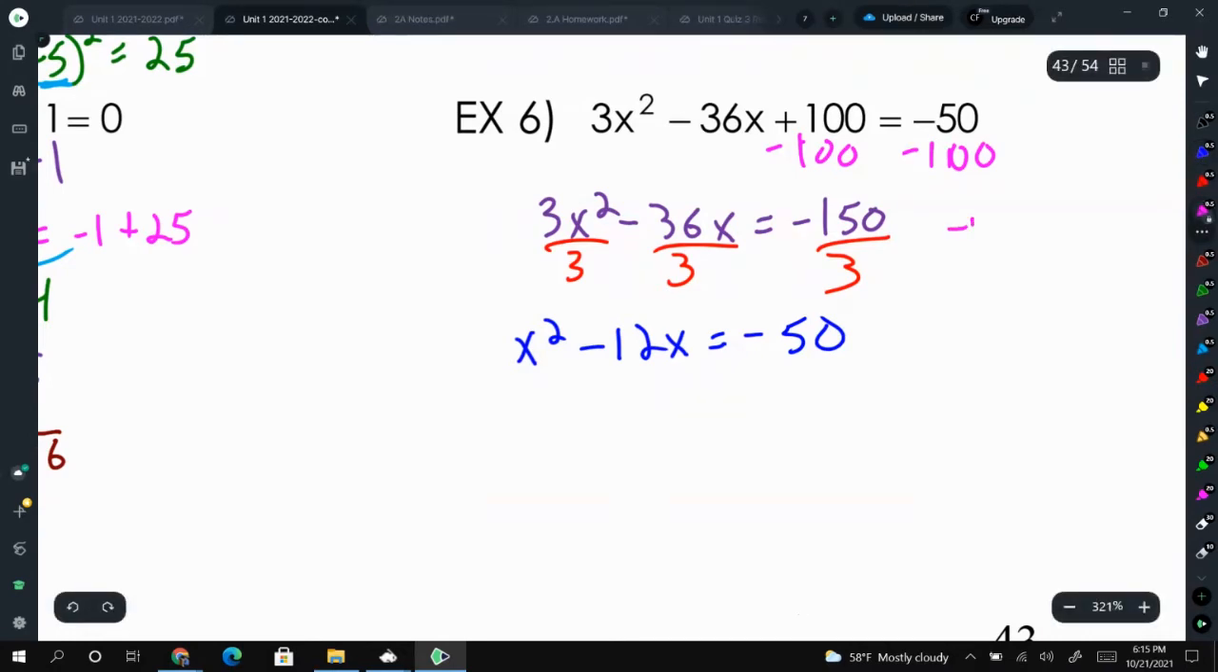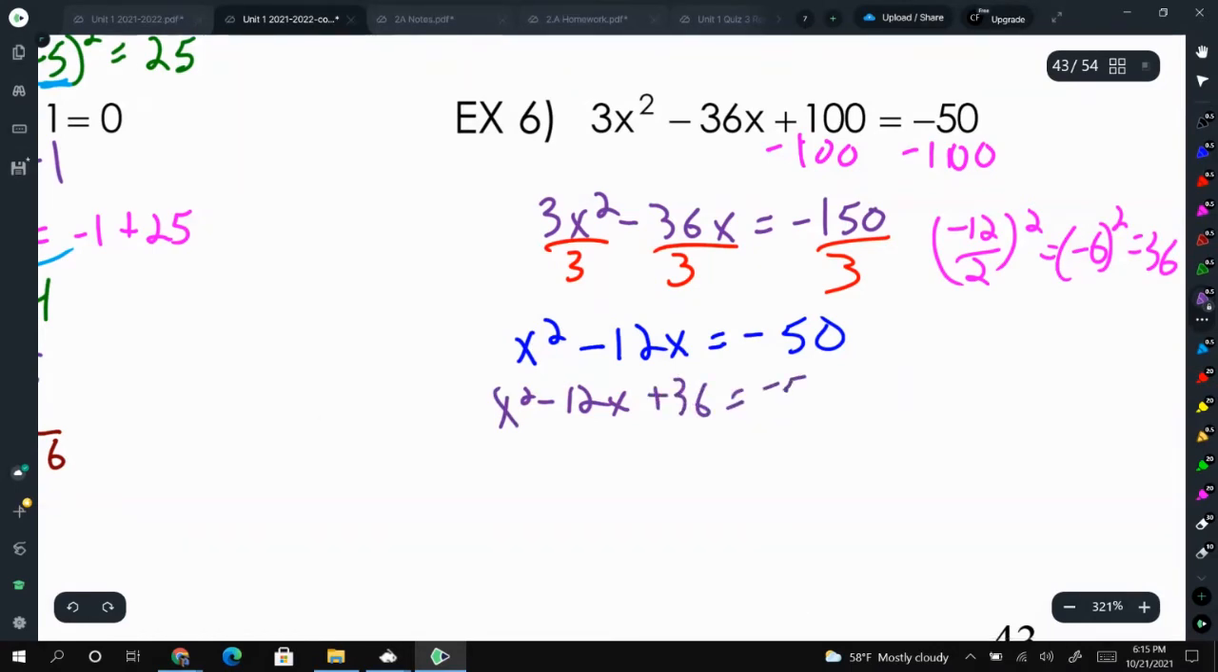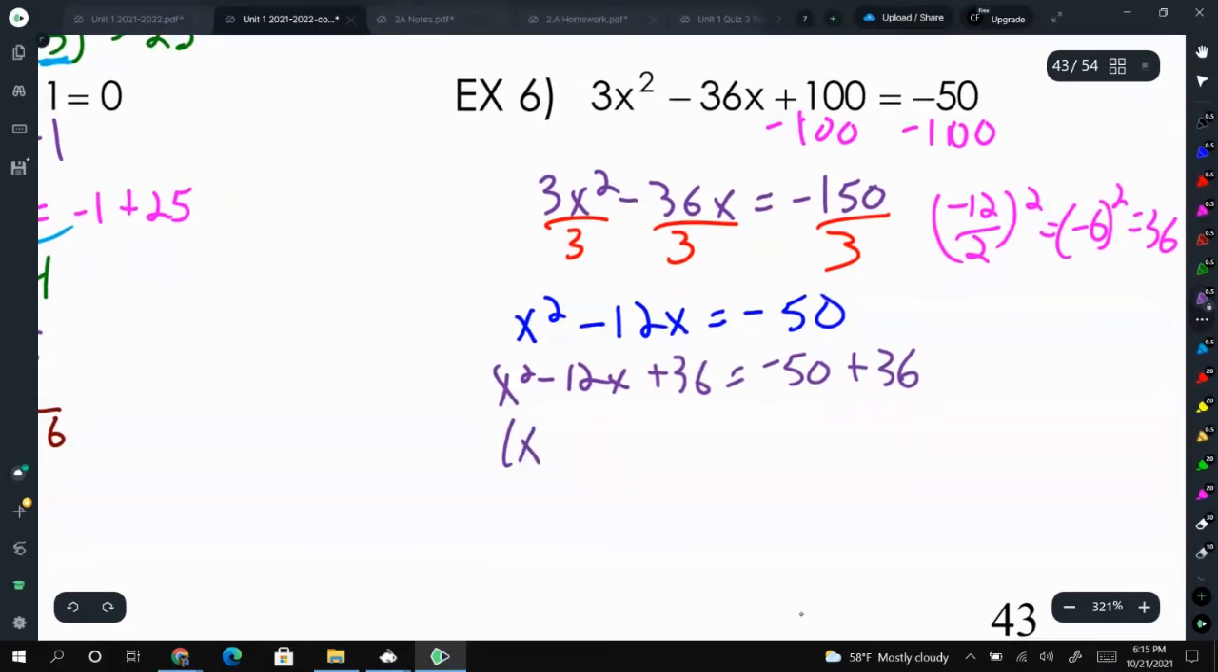My b value is negative 12, so negative 12 over 2 squared equals negative 6 squared, or 36. We're going to add 36 to both sides. Then on the left side is going to be x minus 6 squared, and on the right side, negative 14.